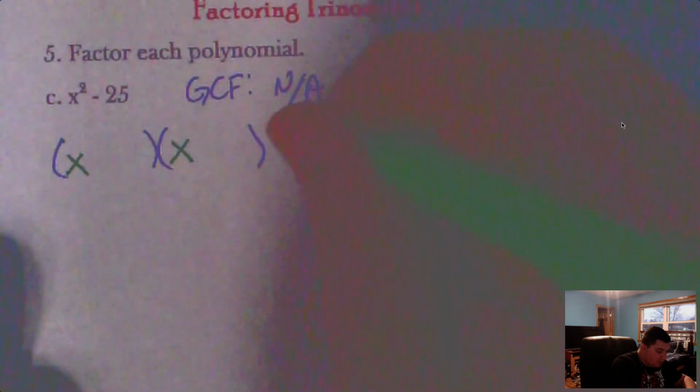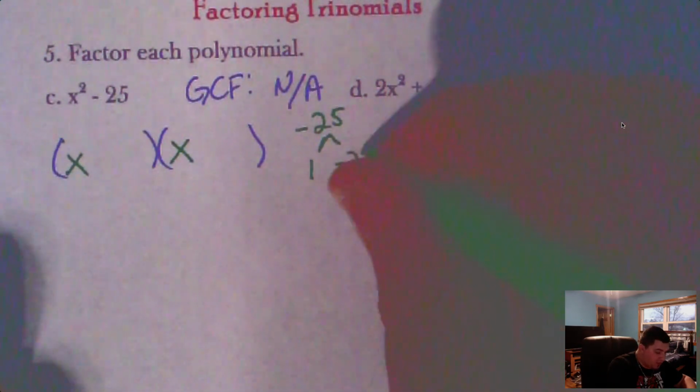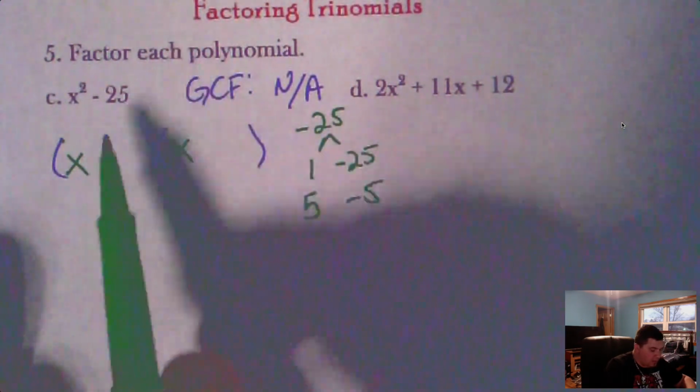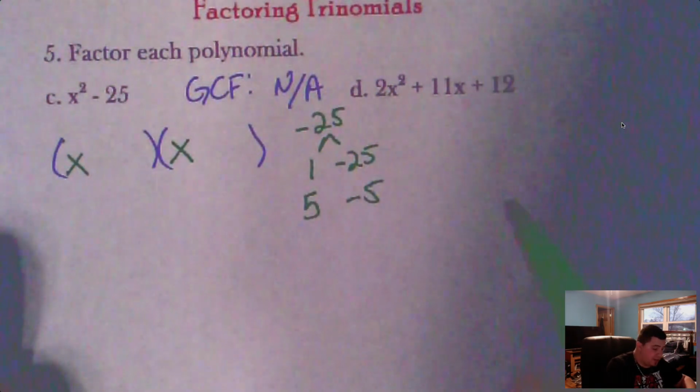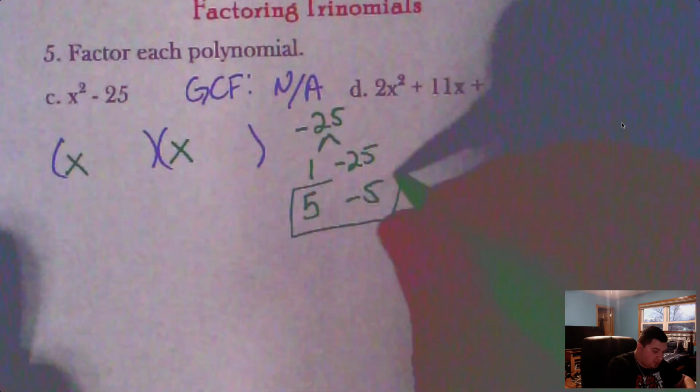We have negative 25. In order to get to a negative 25, we need one positive, one negative. So 1 and negative 25, 5 and negative 5. Again, I'm trying to get to 0 bx. If I use these two, they're kind of a little farther apart. I'm going to pick the ones closer together as my educated guess.